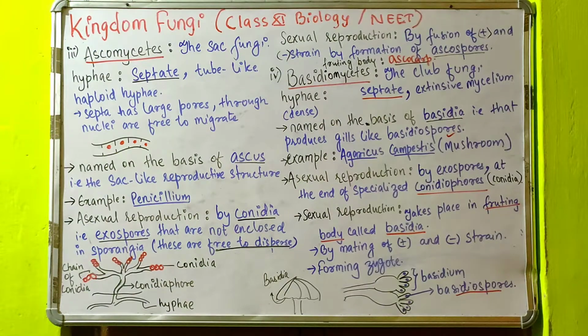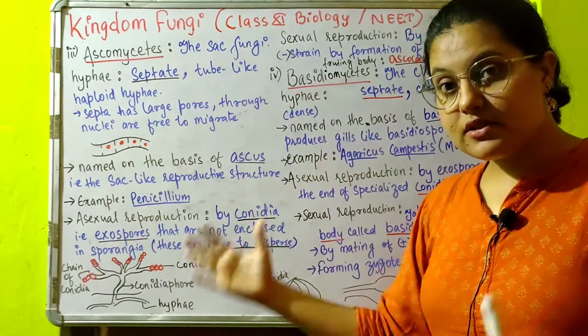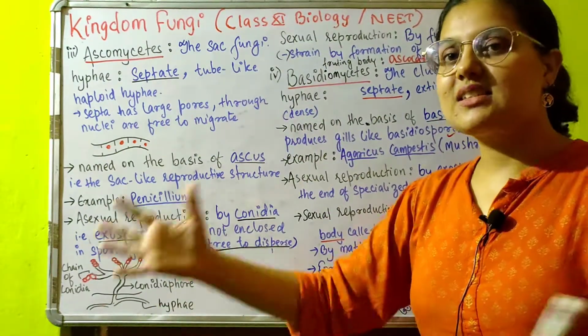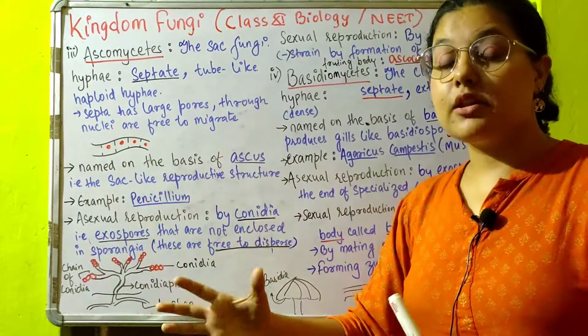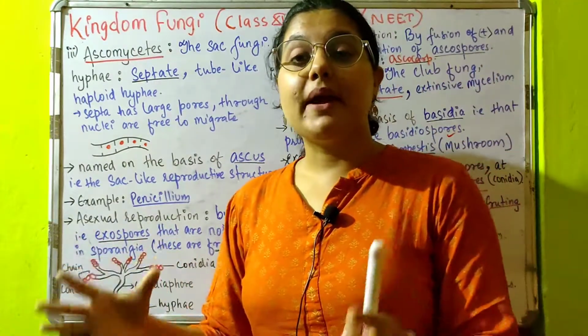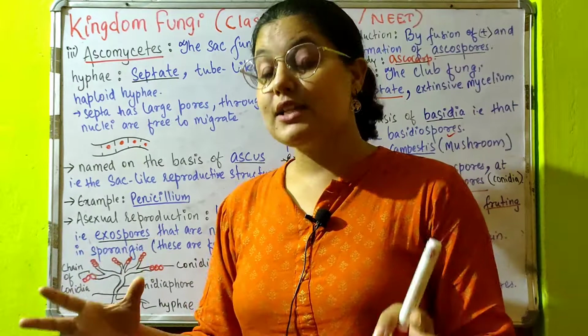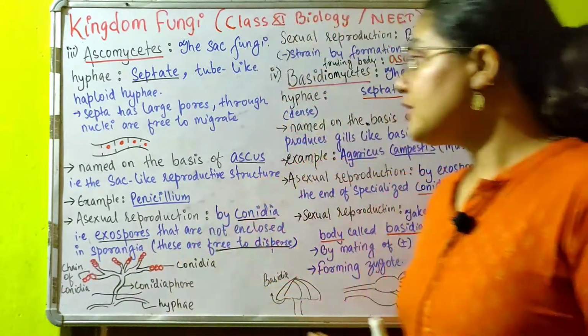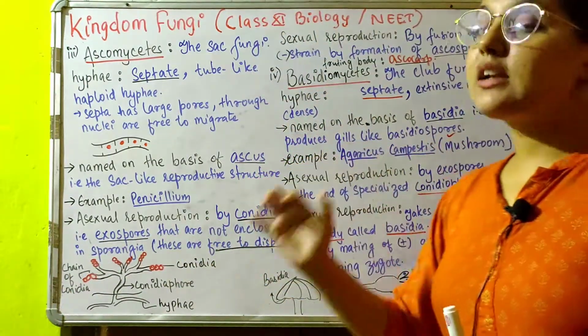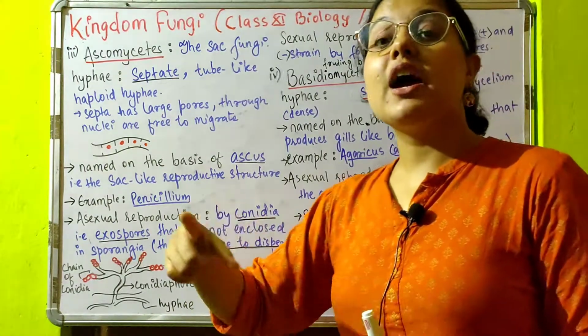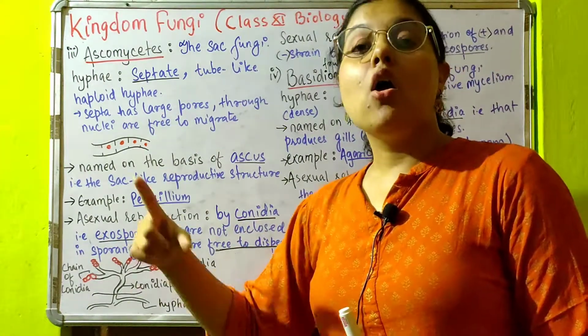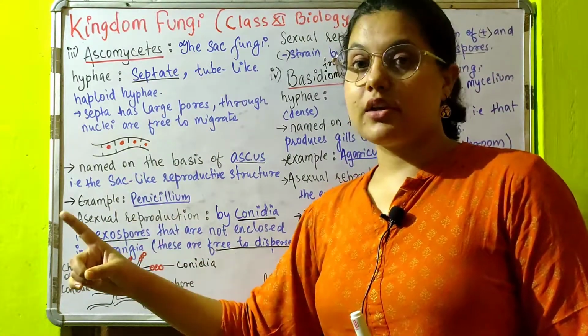Coming to basidiomycetes, children, all the things between basidiomycetes and ascomycetes are more or less similar. The only difference between them is the pattern of sexual reproduction. That is the only difference. That is why we have put them into different classes. Why? Because we are mainly classifying fungi on the basis of sexual reproduction.